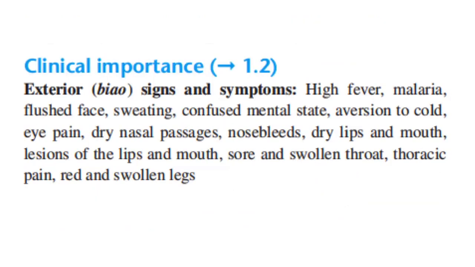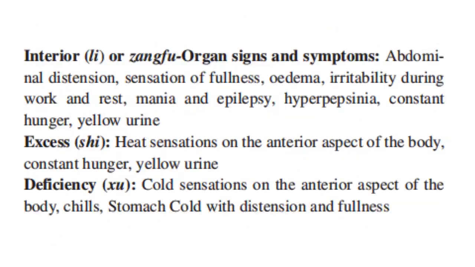Clinical importance. Exterior Biao signs and symptoms: high fever, malaria, flushed face, sweating, confused mental state, dry lips and mouth, lesions of the lips and mouth, sore and swollen throat, thoracic pain, red and swollen legs. Interior or Zangfu organ signs and symptoms: we have abdominal distension, sensation of fullness, edema, irritability during work and rest, mania and epilepsy, hyperpepsia, constant hunger, yellow urine.